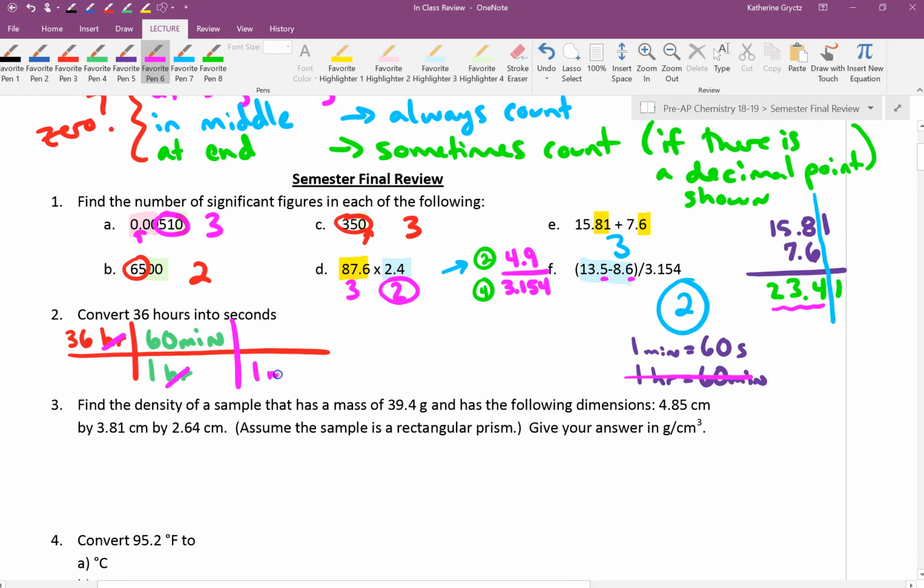And we want to keep going until we're at the units that we want. So then we would put the 1 minute part on the bottom so that it cancels out and its partner on the top, 60 seconds. Minutes are going to cancel, and we're left with seconds. If we have the right units shown, then our answer is probably going to be correct, as long as we can multiply correctly in our calculators.